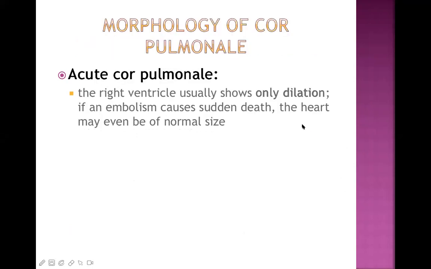Now we are moving towards the end of this topic. What is the morphology of cor pulmonale? How does it look in acute cor pulmonale and chronic cor pulmonale, and what's the difference between them?